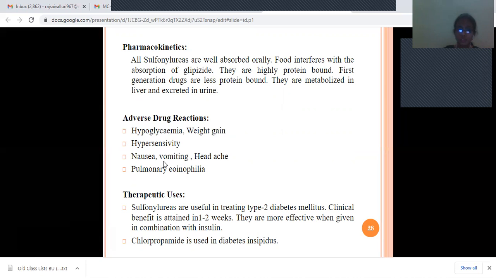And if you see the uses, it is mainly used in the treatment of type 2 diabetes, and it is given through the oral route, sometimes in combination with insulin. So these are the uses.